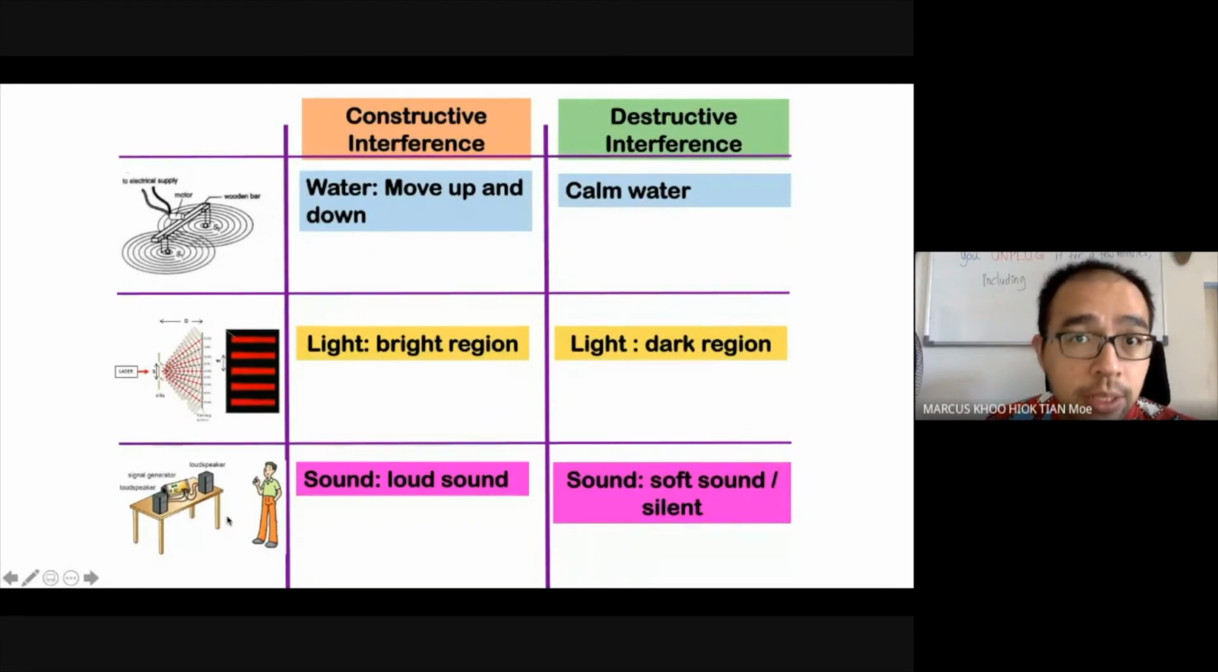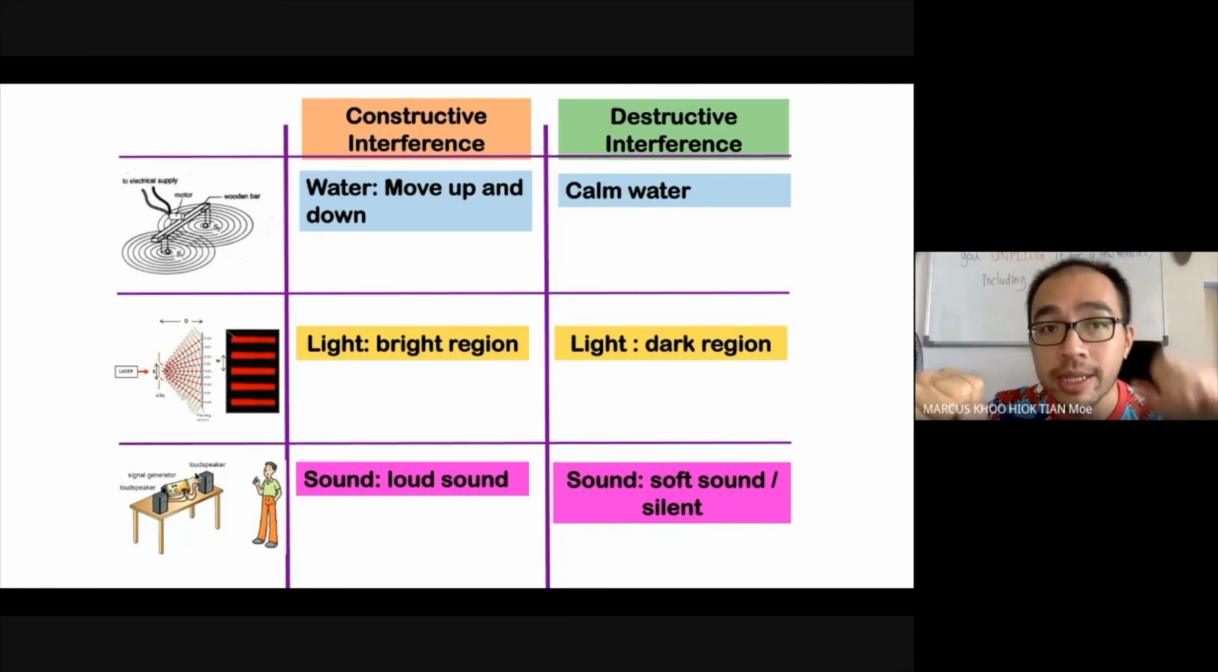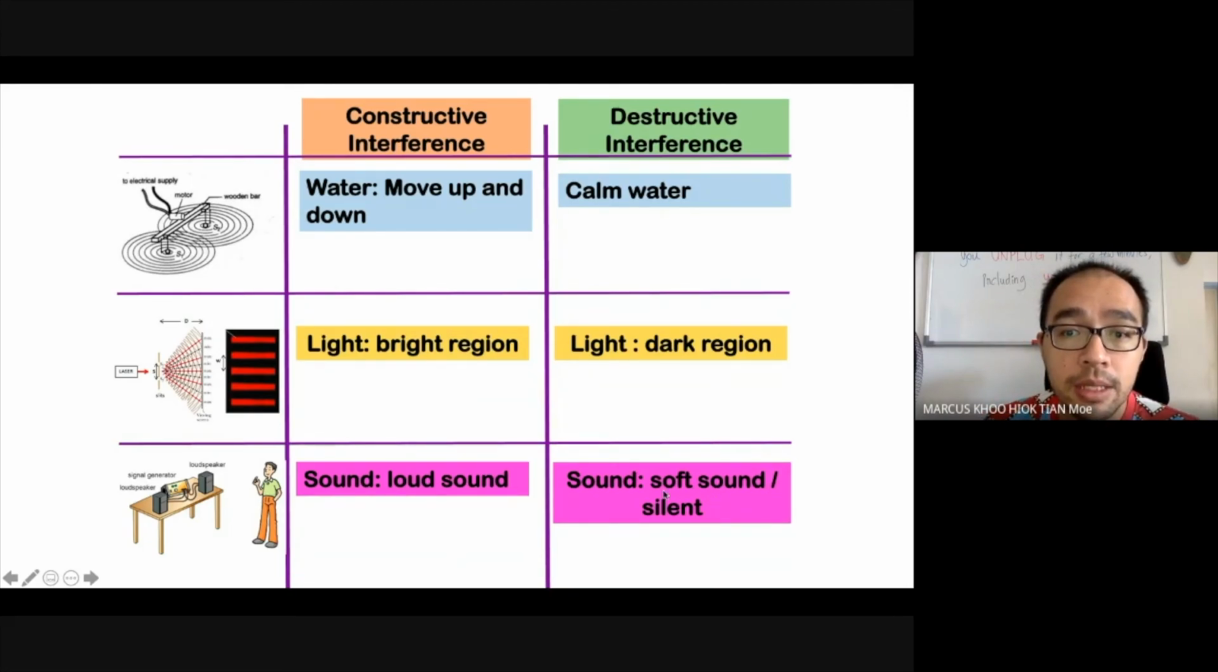Now for sound waves, we always talk about water waves, light waves, sound waves, so in interference it's the same thing. In sound waves, we have loud sounds when constructive interference happens: you have this original sound plus another original sound, and when they combine together, it emits a much bigger sound. Destructive interference will be silent, because they destroy one another. You have one sound and the other sound, but since they're not in phase, you have one crest meeting one trough, so you're going to get a softer sound, or even worse, a silent sound.